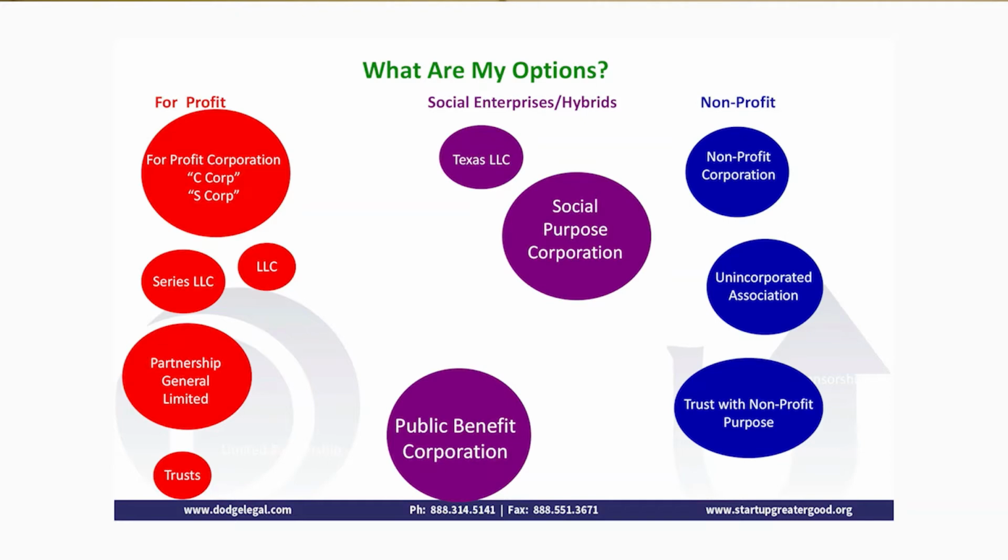If they wanted to do a nonprofit, like the after-school program for at-risk youth, then we only looked at the blue bubbles, the nonprofit corporation, the unincorporated association, and the trust with the nonprofit purpose. Makes choosing a lot easier. And then if they were the hybrid, their only 2 choices really are the social purpose corporation and the public benefit corporation. The Texas LLC is technically a choice, but it doesn't give you any advantages that these other 2 do, and we'll get into that if anyone's interested. But it makes selection so much easier.